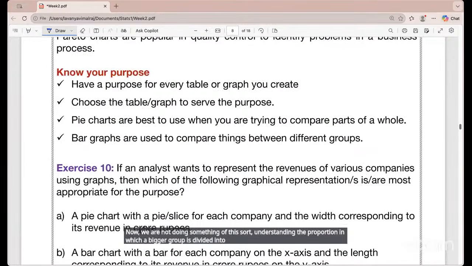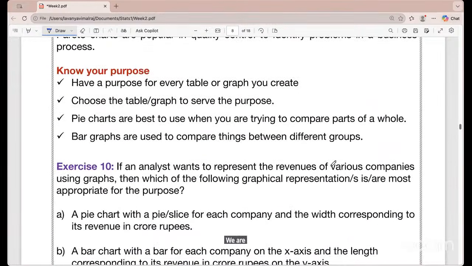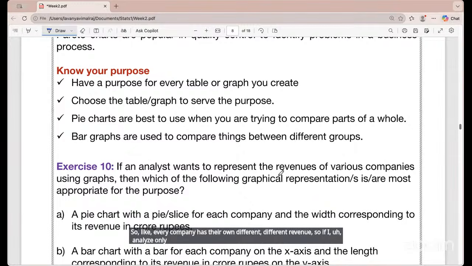That is not what we are doing here. We are just looking at the revenues of different companies. They are not even related. Right? You understand? Every company has its own different revenue. So if I analyze only revenue, can we use a pie chart?